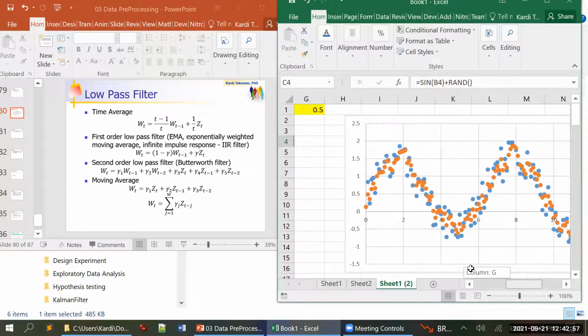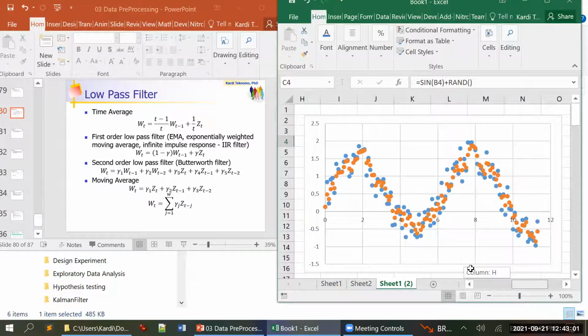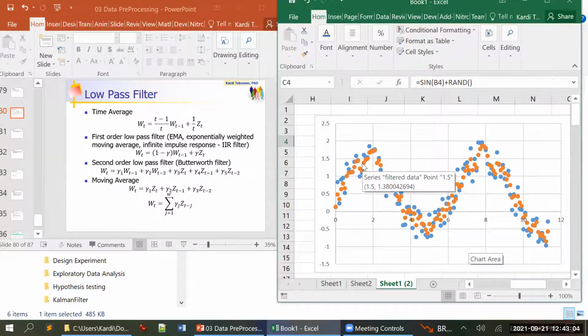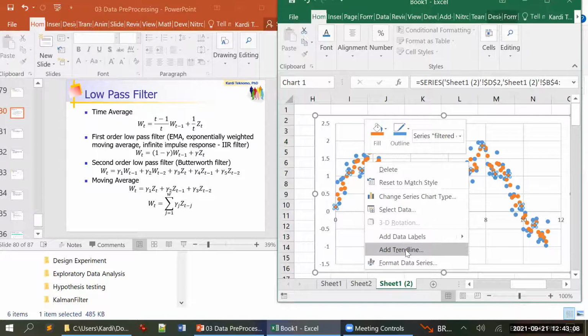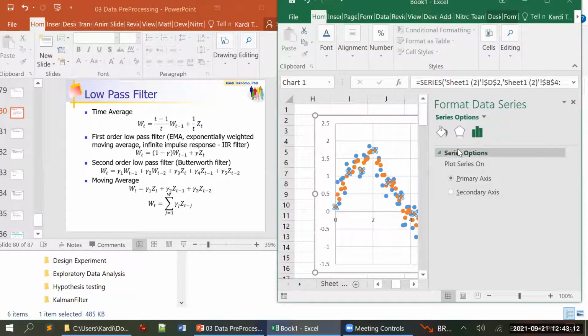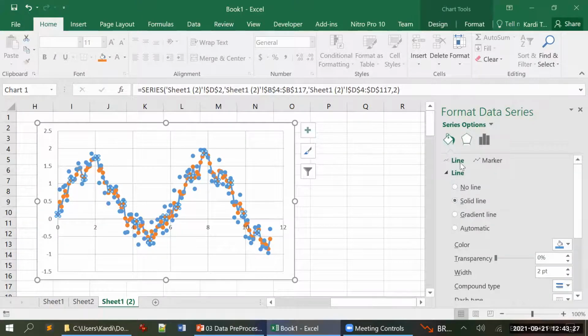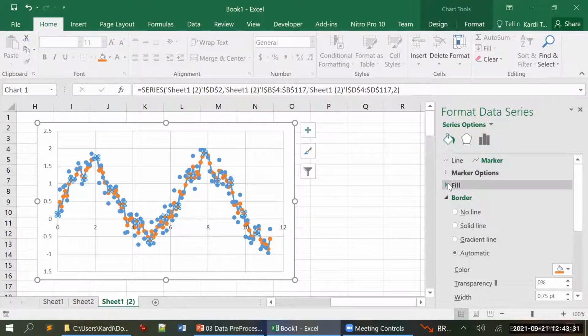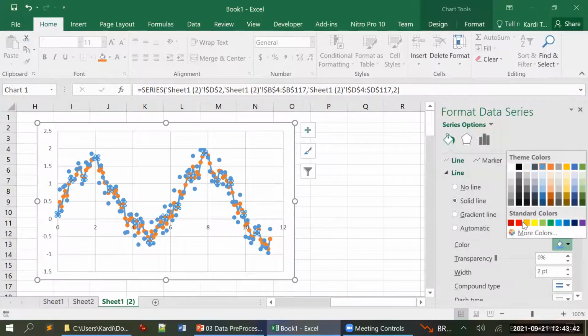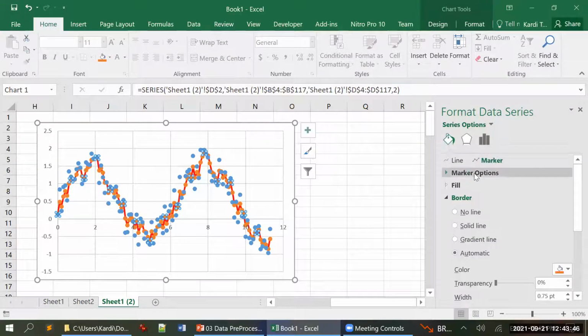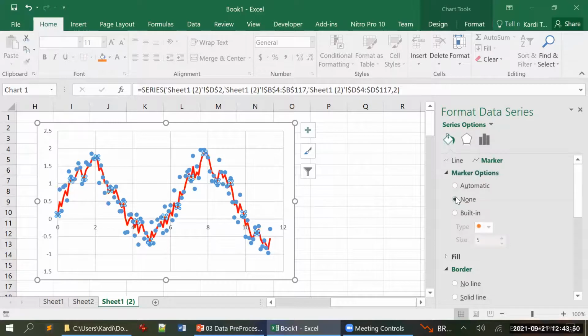Let me see the result. Oh, much better, right? Let me click this and change that. I have to change that into a value. With the solid line, without a marker. The line is a solid line. I will put it as a red line, and then marker option, no marker. There.